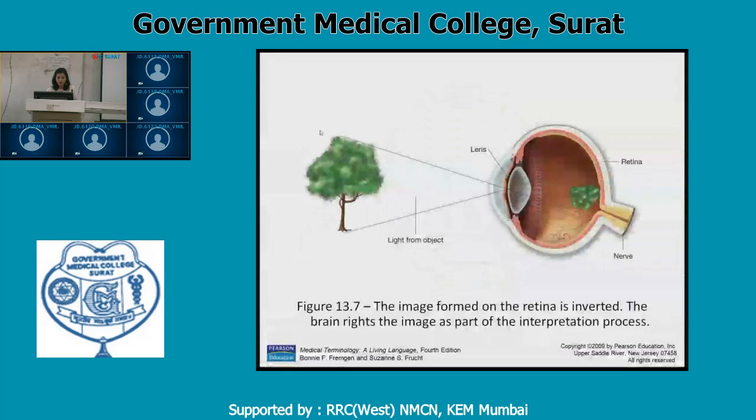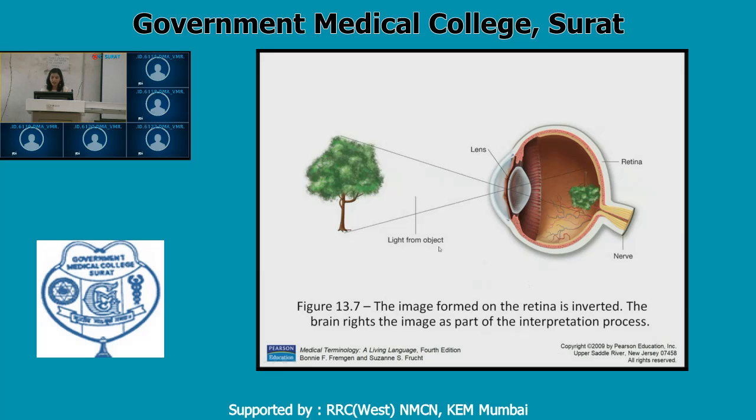In this figure you can see an object placed at a certain distance. It is known as the far object, and when the light rays fall, the image is formed, which is a real and inverted image, and it is formed on the retina. Now how this real inverted image is perceived as an erect image is done by our brain. The brain is trained to interpret these inverted images as erect ones. So the image formed is real and inverted, but because the brain is trained that way, during the interpretation process it is perceived as an erect image.